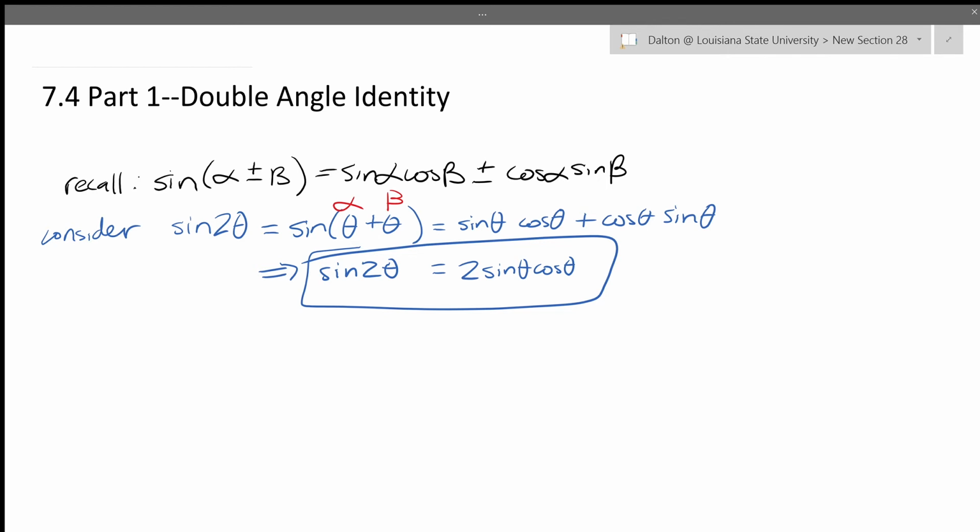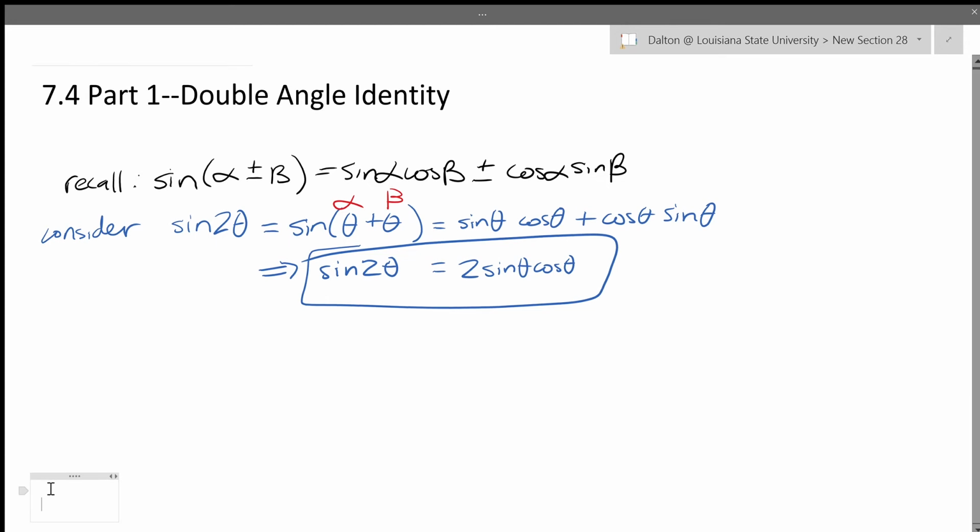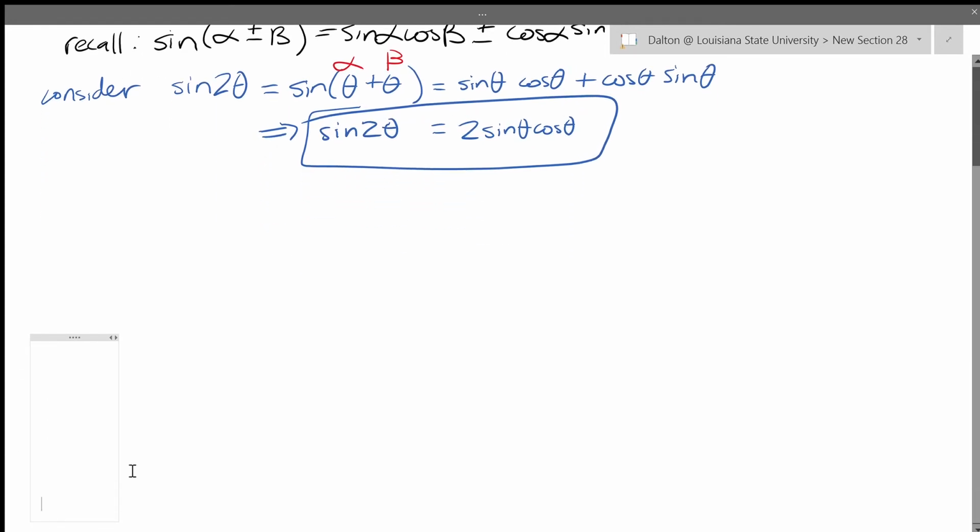This is going to be the first identity that you need to write on your orange reference sheet, what I've just boxed there for you. Sine of 2 theta equals 2 sine theta cosine theta. So there's the first double angle identity. Like I said, there are 5.